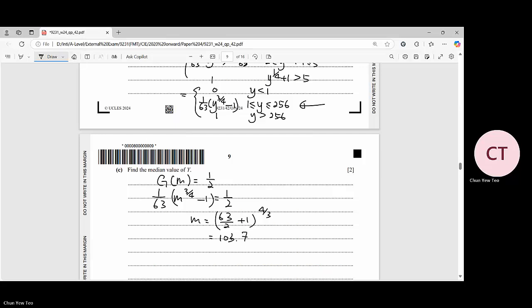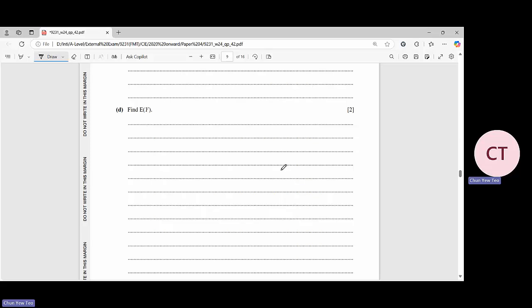But the question didn't mention anything about the value of the median, so we just give the answer in 3 significant figures. So it will be 104. Just mention that this is 3 significant figures. So this will be the answer for C. And now we move on to D. We want to find the mean, the expected value of Y.